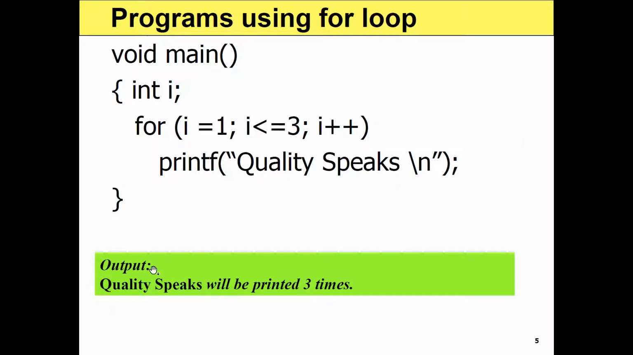Let us see the code. In the first code, we want to print the statement "quality speaks" 3 times. For that, we are taking the help of a for loop, and there is an index variable or control variable. Initially, we initialize it to 1, and we repeat 3 times. After each iteration is over, before going to the next iteration, we increment the value of i by 1. When you run this program, you will get the output "quality speaks" 3 times.